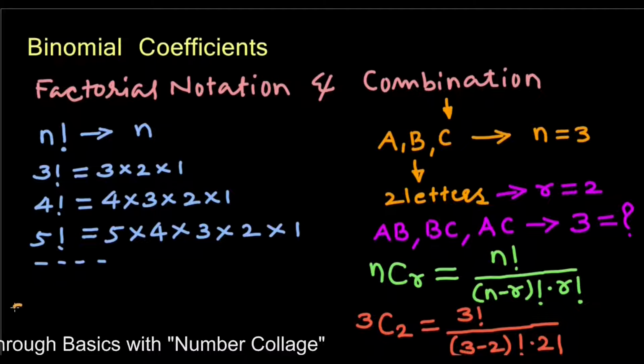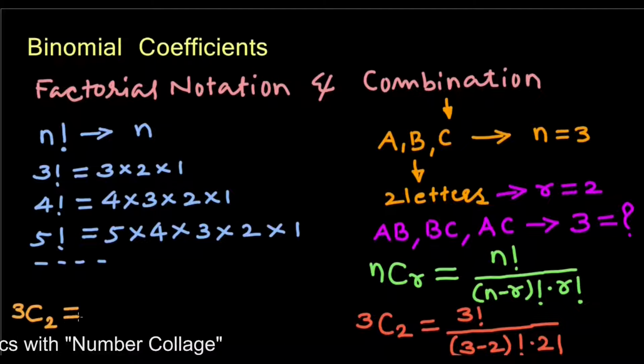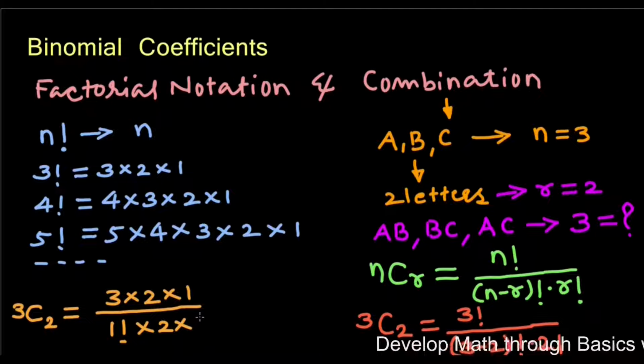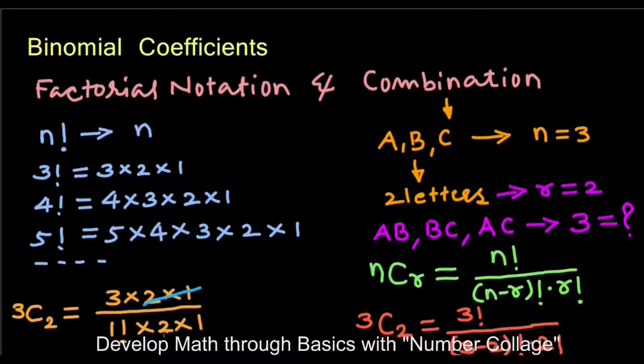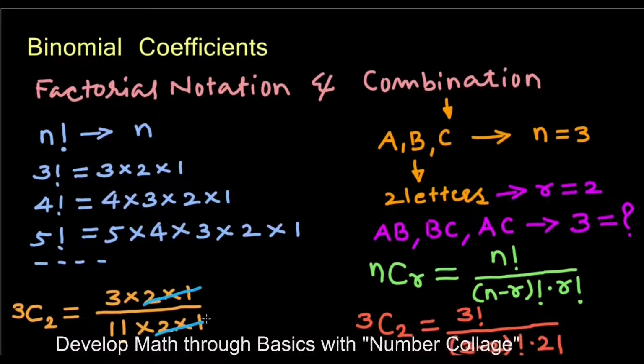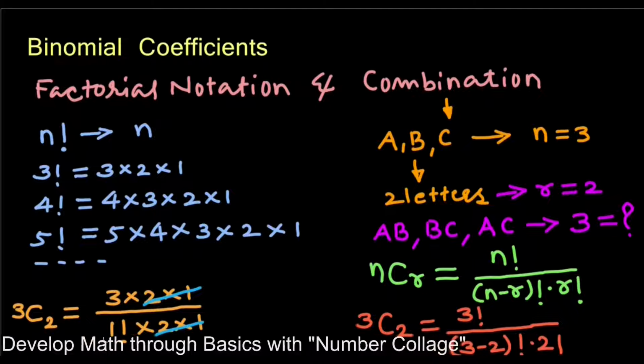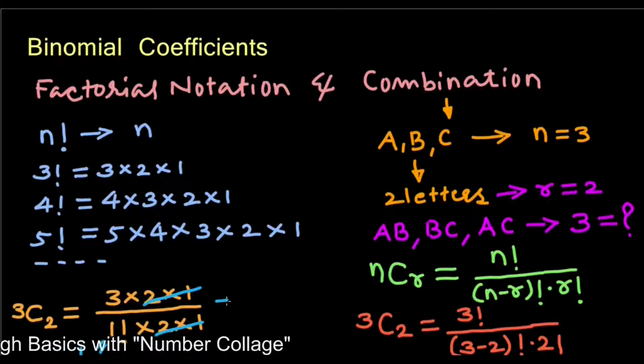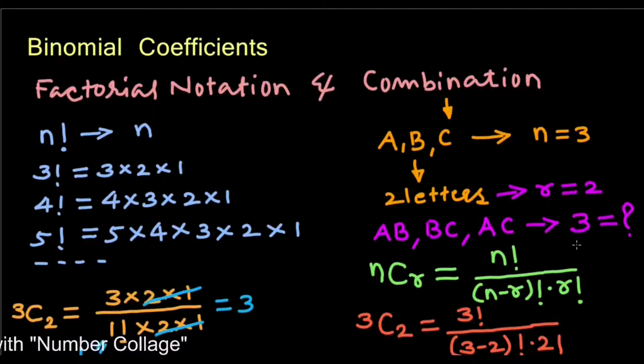Now this 3C2 will be 3 into 2 into 1 upon 3 minus 2 is 1 factorial multiplied by this 2 factorial, which will be 2 multiplied by 1. Now this 2 multiplied by 1 cancels with this 2 multiplied by 1, and 1 factorial is 1. So 3C2 will be 3, which is this number of combinations which we have actually found out.